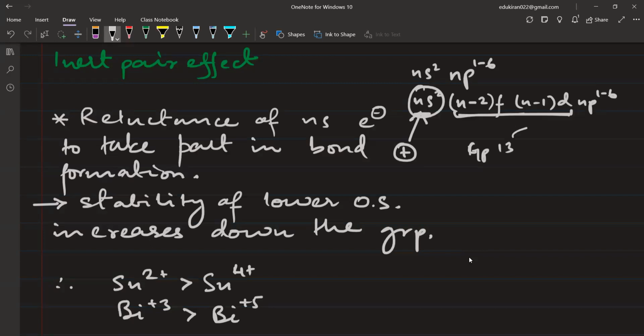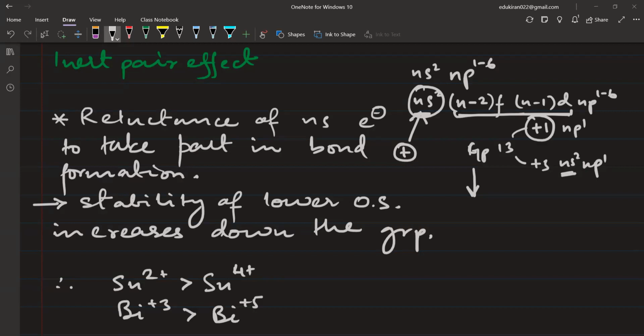Now, group 13 में आपके पास 2 oxidation state हो सकते हैं. It can be either +1 because of NP1, and it can be +3 because of NS2 NP1. ठीक है, +3 कैसे होगा? तीनों इलेक्ट्रॉन दे दीजिएगा तो आप +3 हो जाएगा, एक इलेक्ट्रॉन दीजिएगा तो क्या होगा? +1 होगा. Now, as we go down the group, these NS2 electrons are not taking part in bond formation, and that is why the lower oxidation state is stable down the group. Stability of lower oxidation state increases down the group.